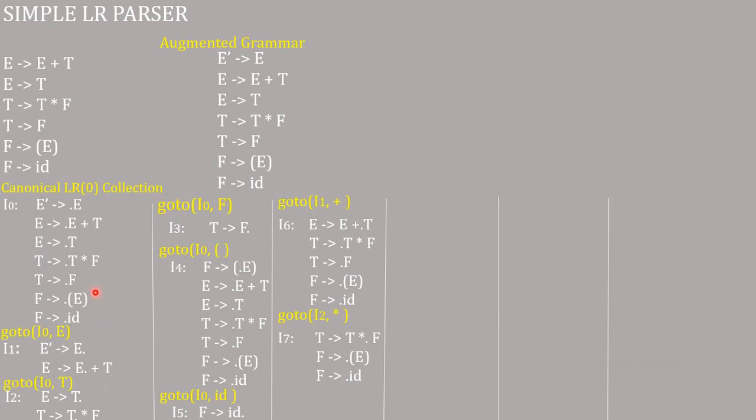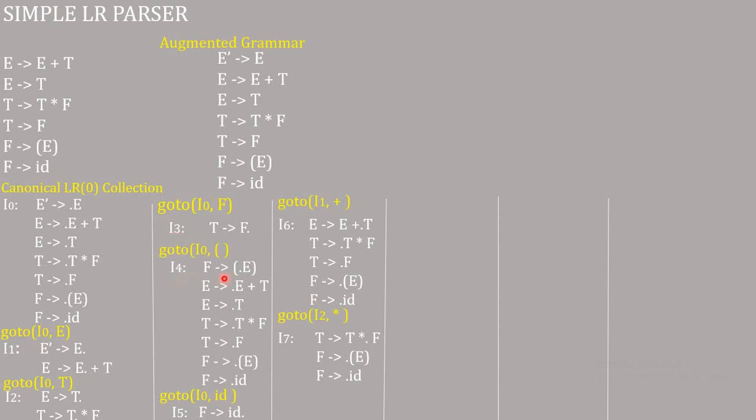So far we have processed I0, I1 and I2. Let us proceed with I3. In I3 we have only one production rule, and in that also the dot symbol has reached the end. It is not possible to take it further, so let us not worry about I3. So next one is I4.